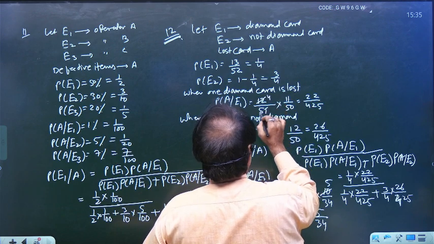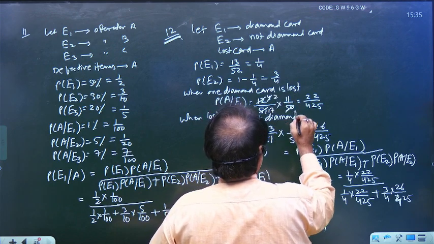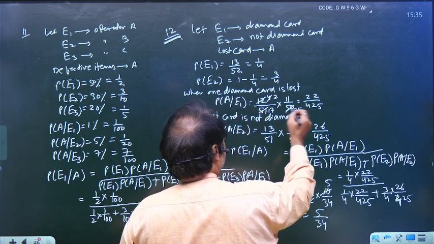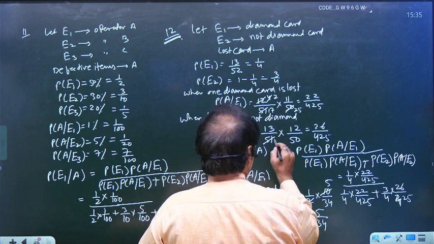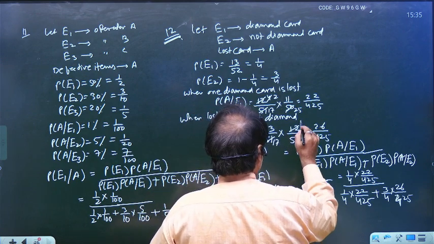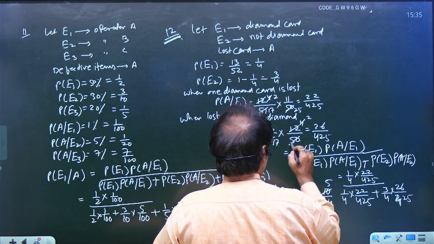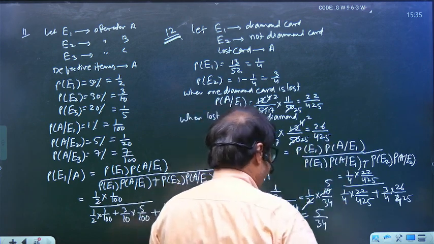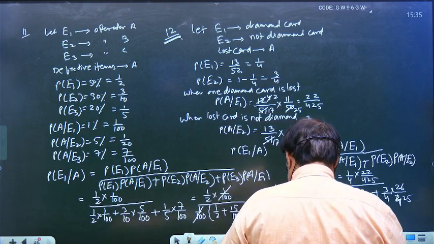3 4s are 12 and 17 3s are 51 and 2 2s are 4 and 25 2s are 50. So 11 2s are 22, 17 25s are 425. So you can show. So 17 3s are 51 and 3 4s are 12 and 2 2s are 4 and 25. Okay, so 26 upon 425. So these are all the values, and now simplify.